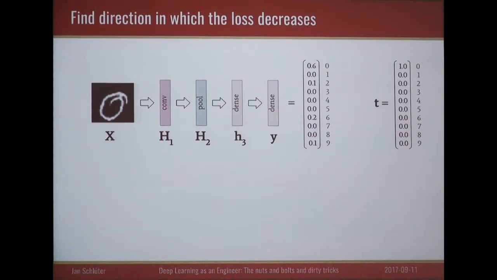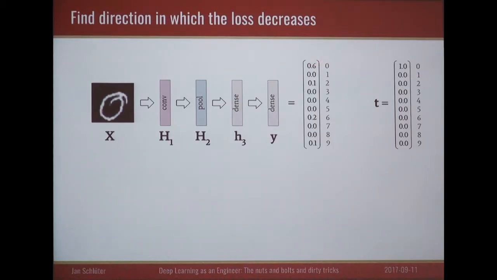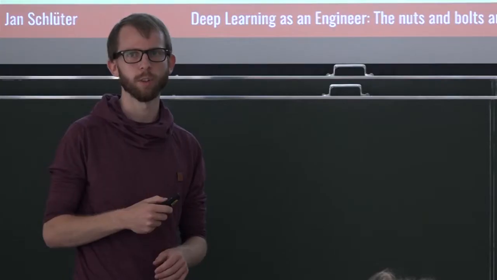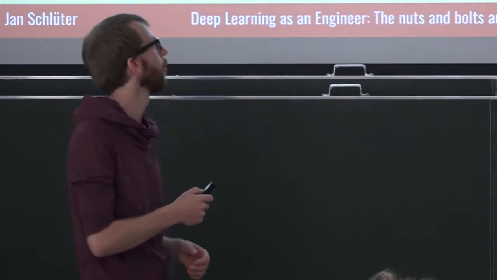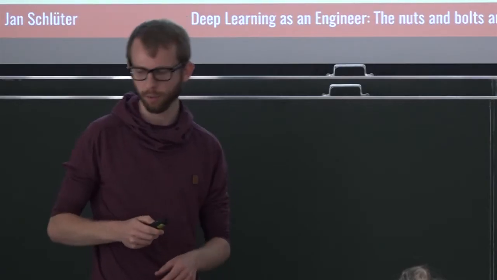So imagine we have the digit recognition network, and it says, okay, I think this is a 0 with confidence 0.6, and maybe it's also a 2, or maybe it's a 6, maybe a 9. And the target, the outcome we would like the model to produce, assigns 100% to the 0 and 0% to everything else.